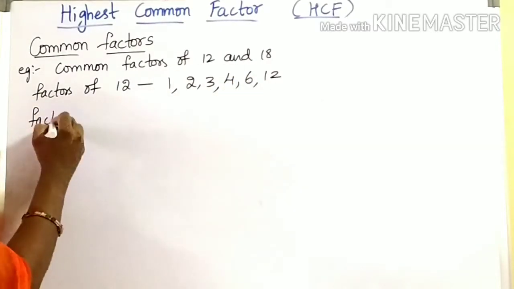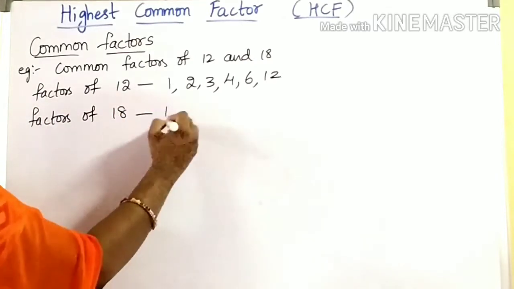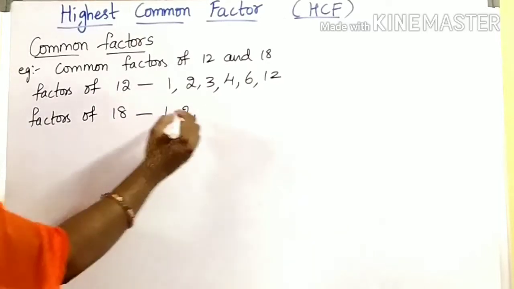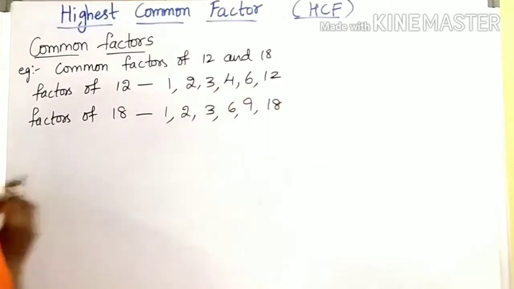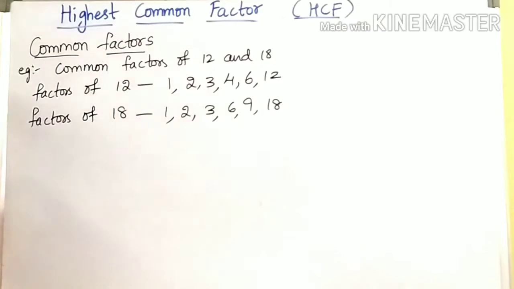Now we will find factors of 18. What are the factors of 18? 1 into 18, 2 into 9, 3 6s are, 6 3s are, 9 2s are and 18 1s are. Right? So 1, 2, 3, 6, 9, 18 are the factors of 18.